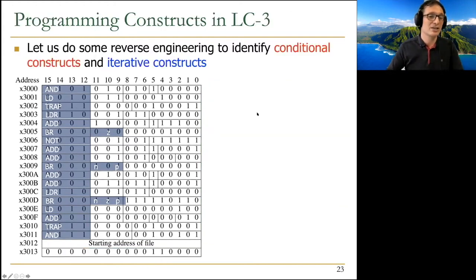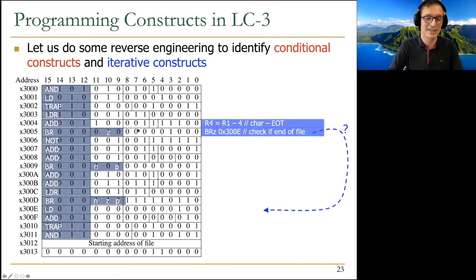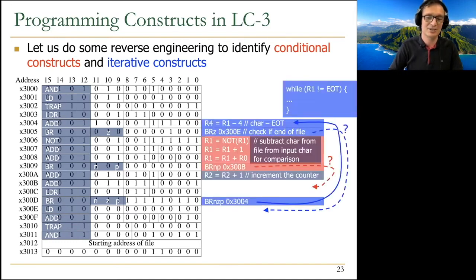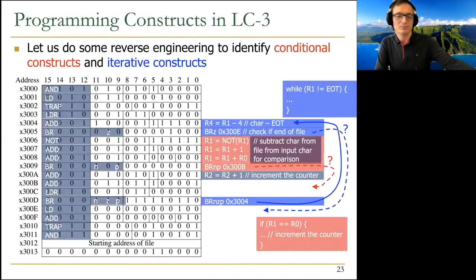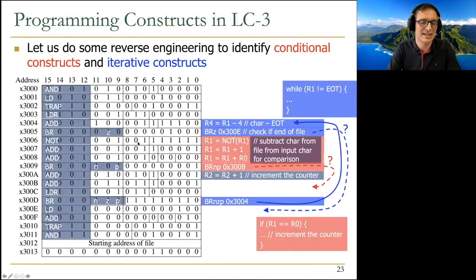And you can do reverse engineering to identify conditional constructs and iterative constructs like what I show you over here. But again, we don't have time to go through this in detail. Again, nothing is hard over here. It's just translating the program into assembly language and then the machine code later on. You can also start from the machine code and reverse engineer the program as well, right?